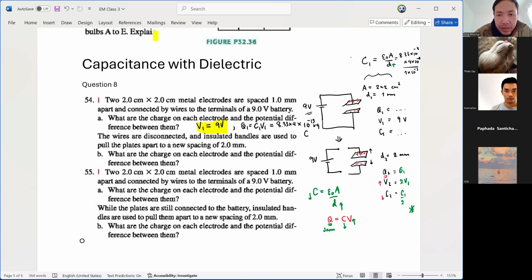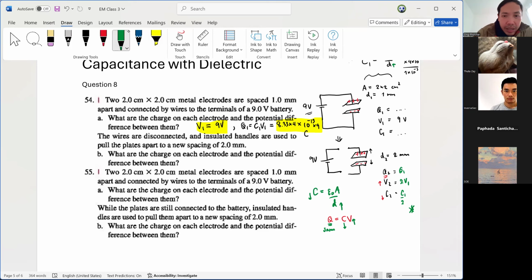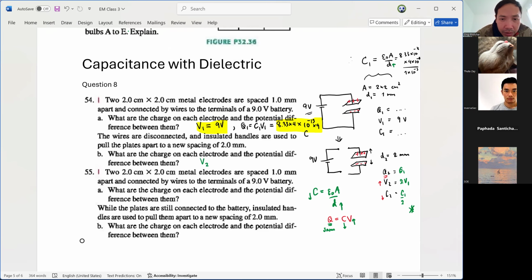So this and this, and then we're gonna get, write down, V2 will be 18 volt and Q2 will be equal to Q1.